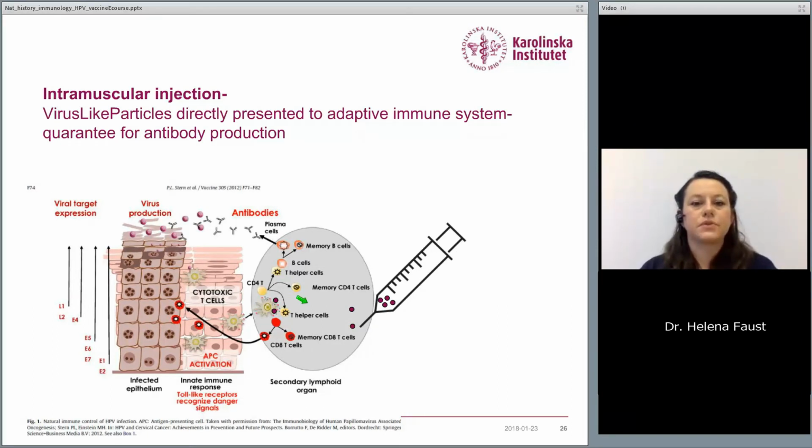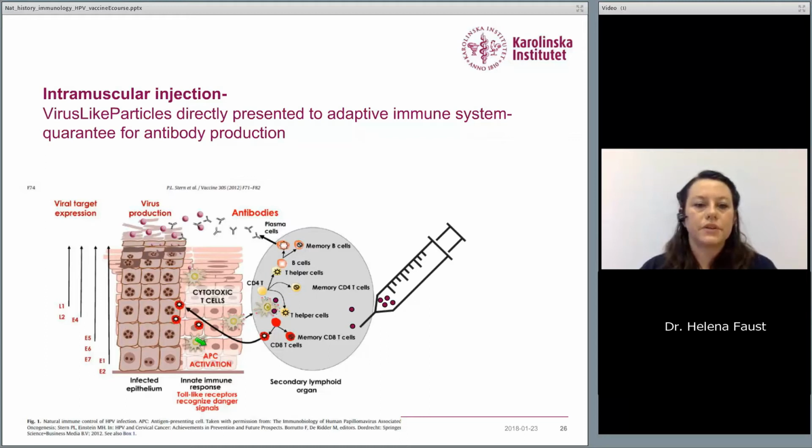So how is the creation of those neutralizing antibodies so successful in human beings? That's because it's an intramuscular injection directly into our bloodstream. That means that those virus-like particles end up very fast in lymph nodes and are taken up there. And this is a guarantee for a high level of antibody production.